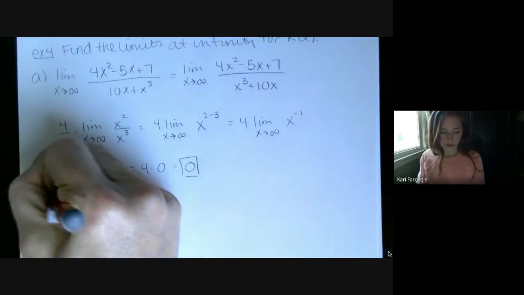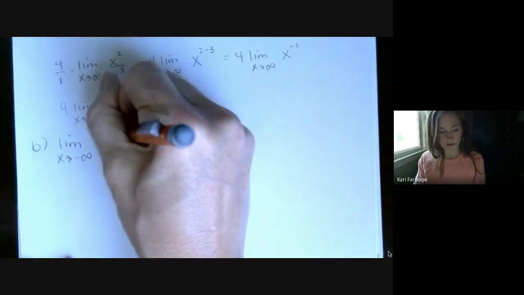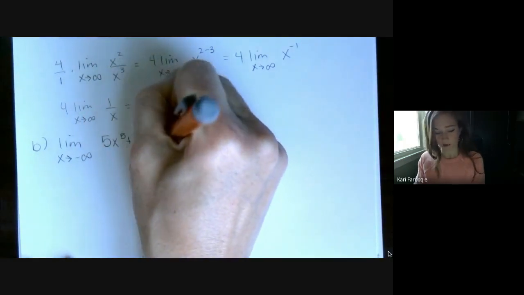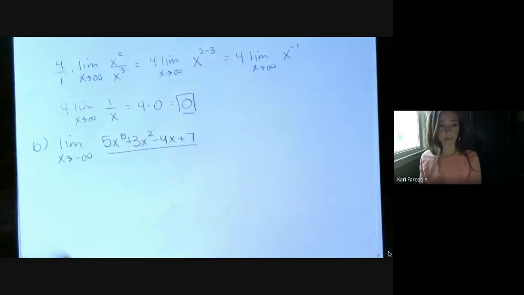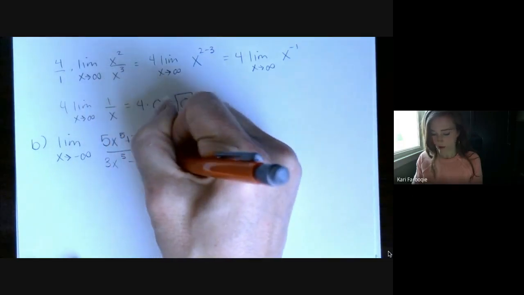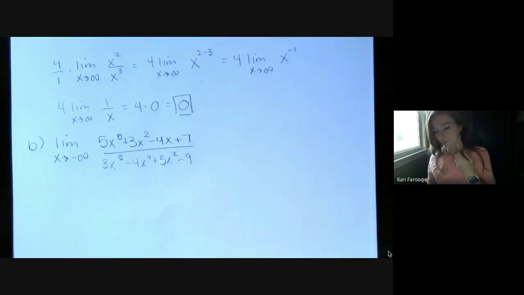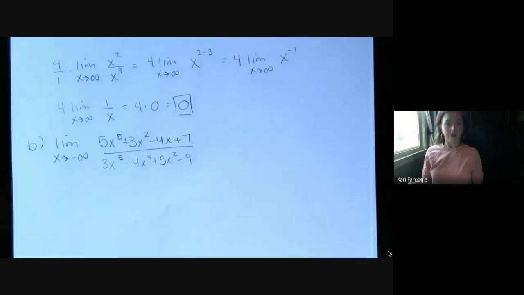So let's look at another scenario here. This is the limit as x approaches negative infinity of 5x to the 5th plus 3x squared minus 4x plus 7, divided by 3x to the 5th minus 4x to the 4th plus 5x squared minus 9. Now there's a lot going on here. Normally you'd look at a limit like this and be like, oh my gosh, this looks really crazy. It's not really crazy. That's kind of the nice thing about these is they're really not that crazy.